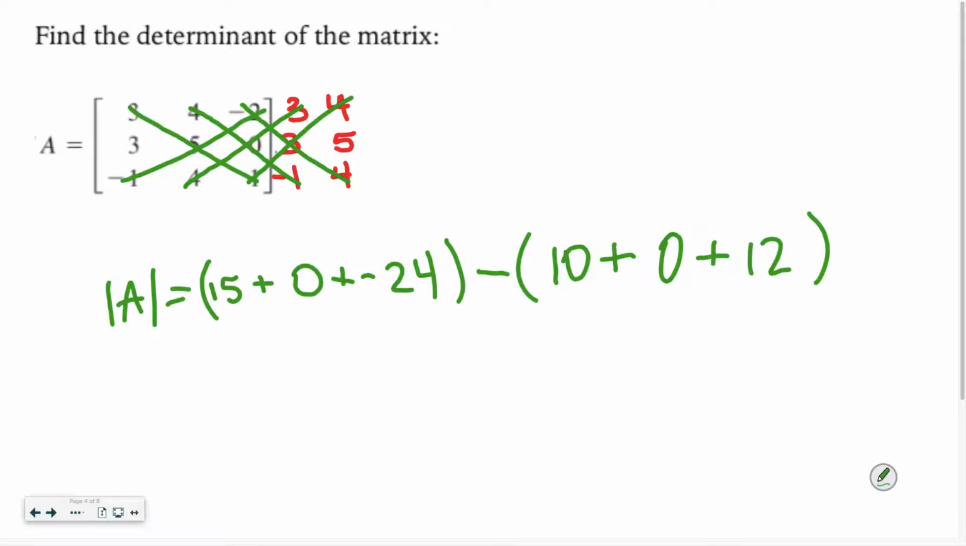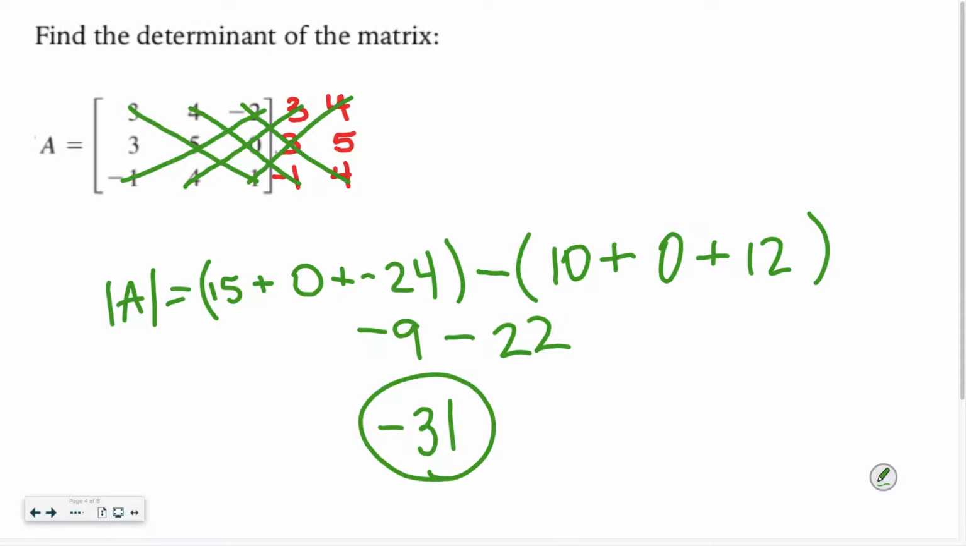From here, we just have to add some numbers together. And I don't care how you do this, whether you do one parentheses and another parentheses and then subtract them. But we have 15 plus a negative 24. What is that? Negative 9. So we have negative 9 minus 22. So our determinant is negative 31.